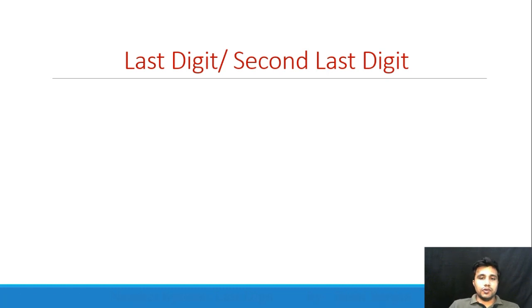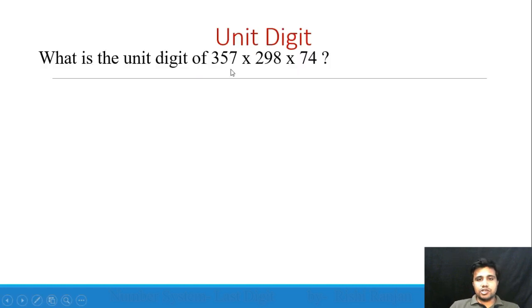In this video, we are going to learn how to find the last digit. Let's take this very easy question: 357 into 298 into 74. If you multiply, normally what you will do, you'll multiply the numbers, then you will look at what is the last digit.